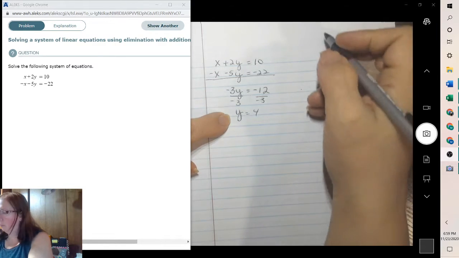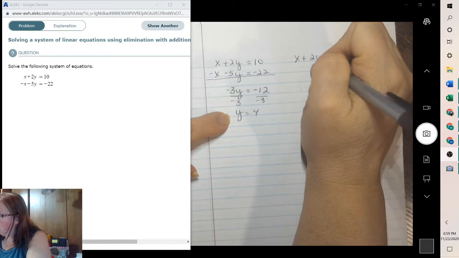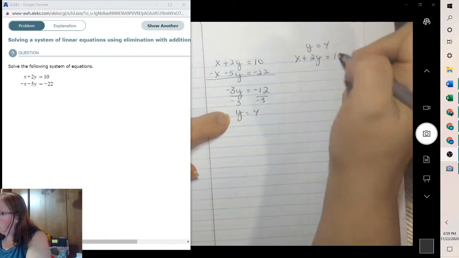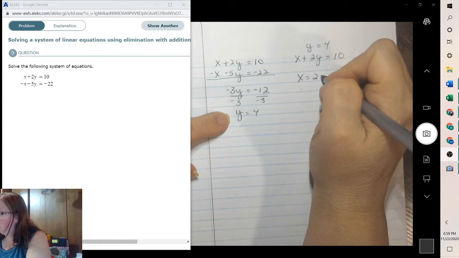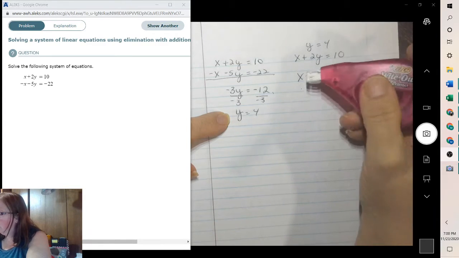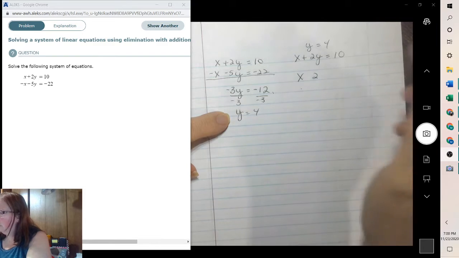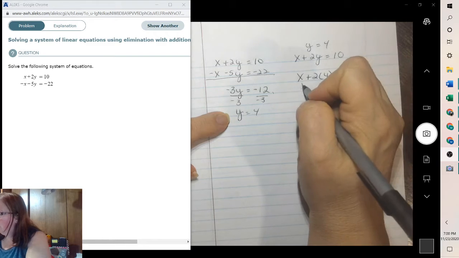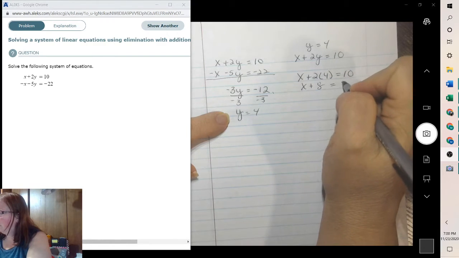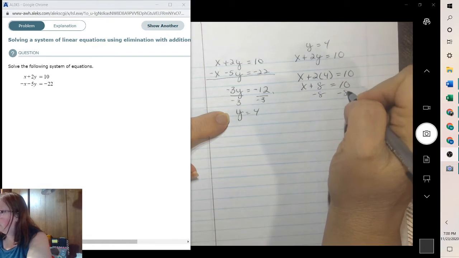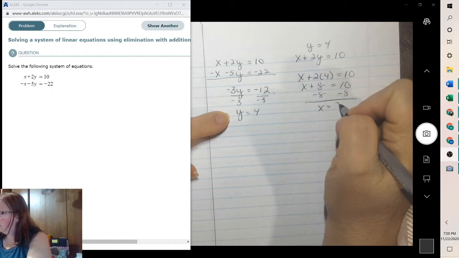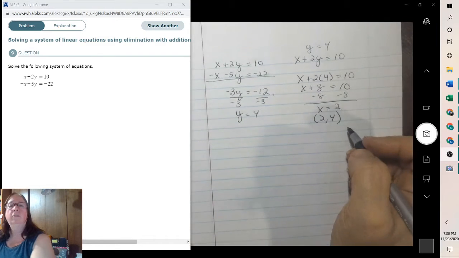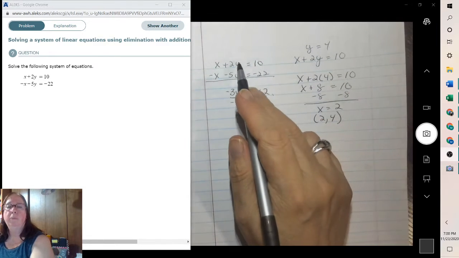I'm going to take the top one. x plus 2y equals 10. I'm going to let y equal 4. So x plus 2 times the 4 equals 10. x plus 8 equals 10, and subtracting the 8, x equals 2. So our point is 2, 4. So this point should work in both equations.